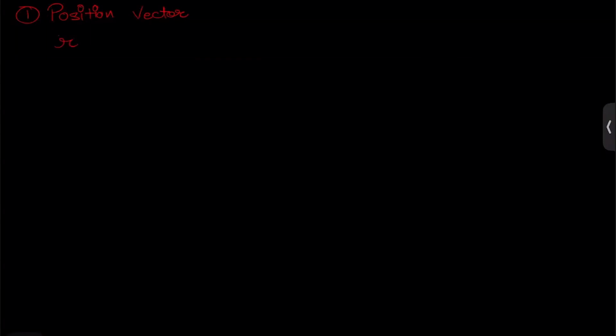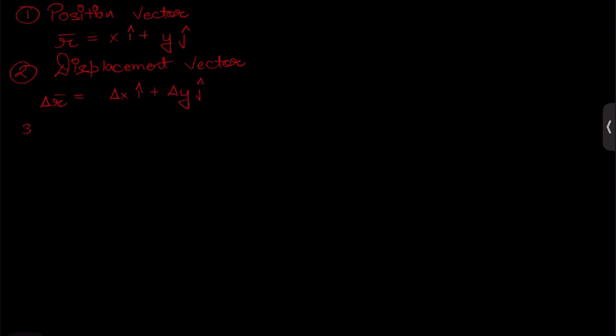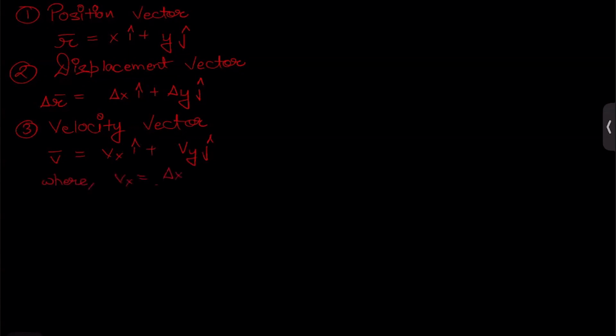can be written as r bar, which is nothing but equal to x i cap plus y j cap, right? Similarly, next was your displacement vector. This displacement vector can be written as delta r, which is nothing but equal to delta x i cap plus delta y j cap. Correct? Third, which we got was velocity vector. This velocity vector can be written as v bar, which is nothing but equal to vx i cap plus vy j cap, where vx is nothing but equal to delta x by delta t and vy is nothing but equal to delta y by delta t.